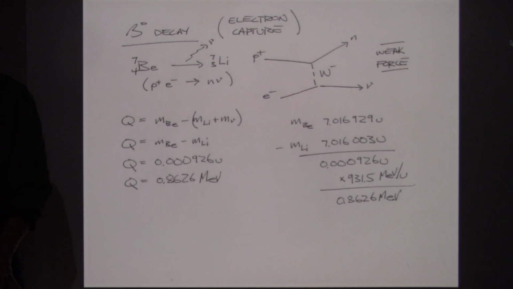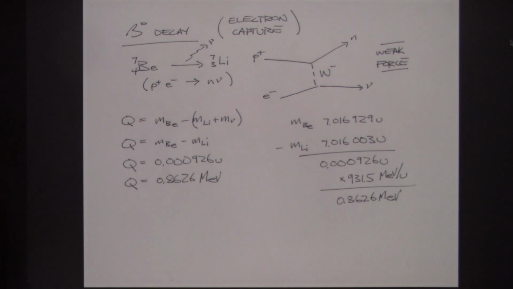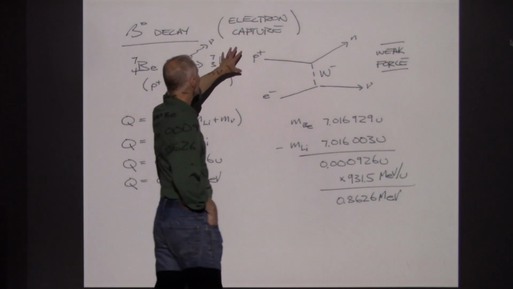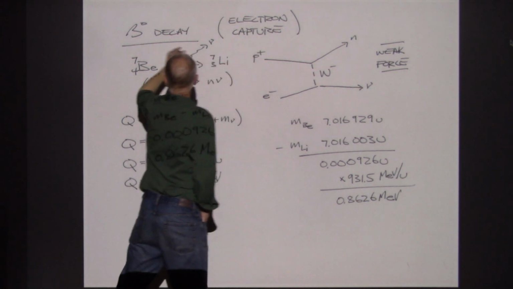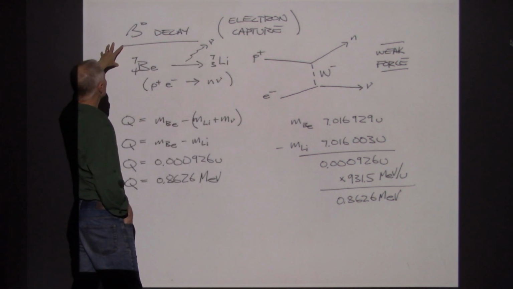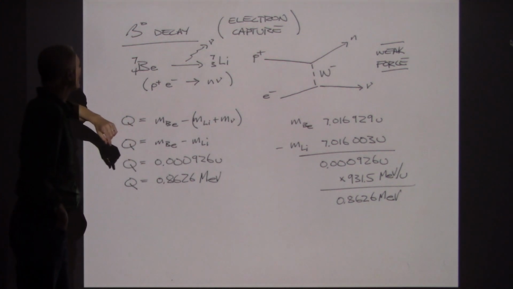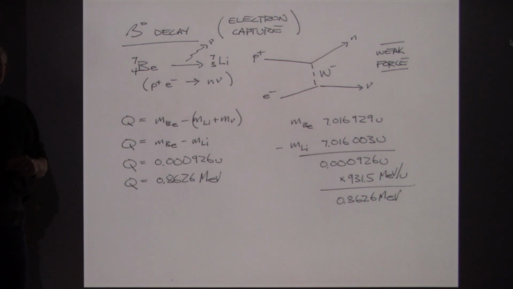Okay, here is a third type of beta decay. Now this is referred to, officially, it's called electron capture. But a few years ago we had a student that suggested, well, why don't we call this beta neutral? And I like that. So, but that's just something that we've used in the course here.